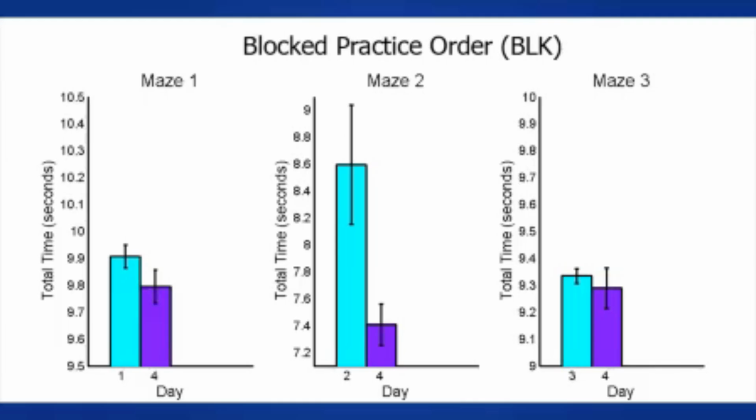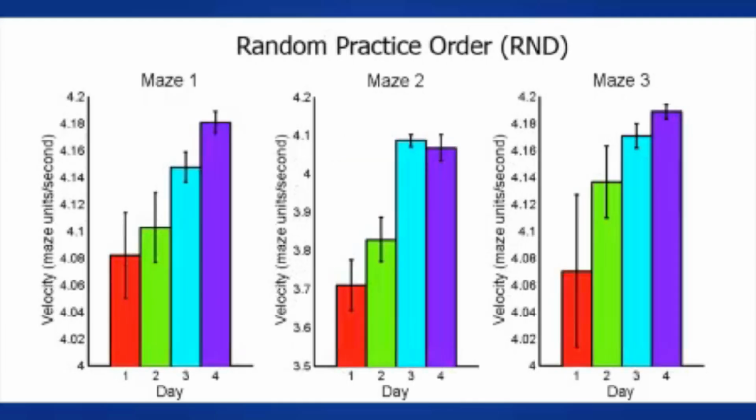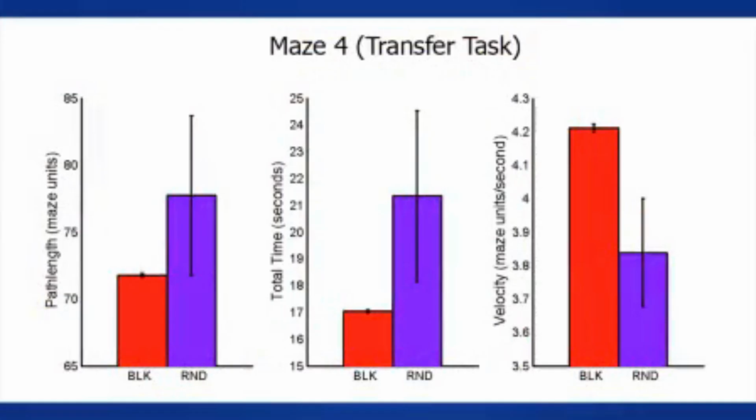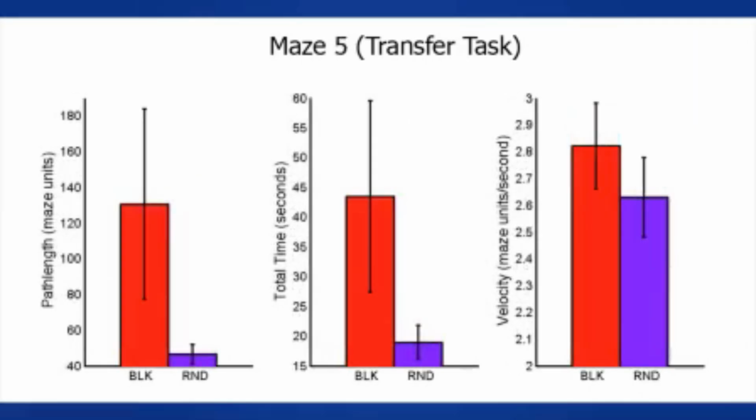In addition, the maze velocity, the average speed at which participants navigate the maze, increases with practice. Again, an improvement in behavioral measures across time is expected as inferences of learning. For these results, there is a side-by-side comparison of the random versus block practice for each transfer task. For the easier transfer task, Maze 4, block practice outperformed random practice. However, for the more difficult transfer task, Maze 5, random practice was superior to block.